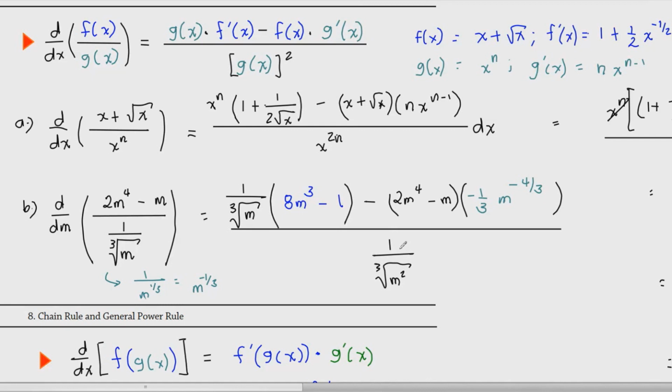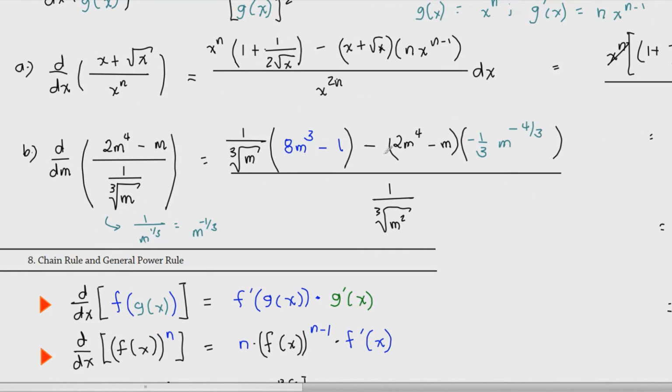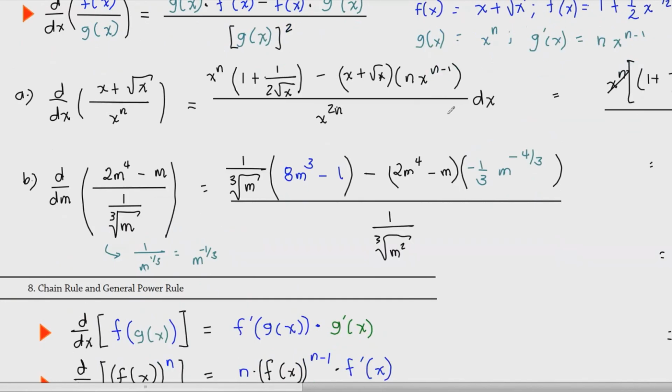So that's how it goes for the denominator. Now you can simplify this further. I won't be doing it anymore. You can just simply distribute all of these, or factor out 1 over cube root of m here, and you can simplify this equation just like what we did here. And I want you to do that as a practice, so that you can always practice the algebra skills you've learned. Anyway, so that's it for the quotient rule.